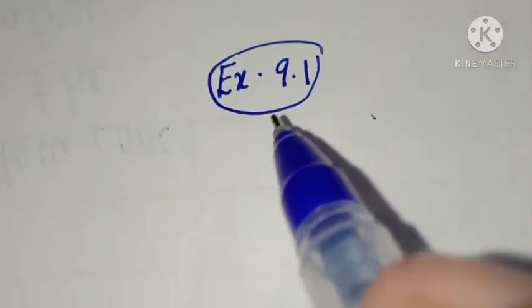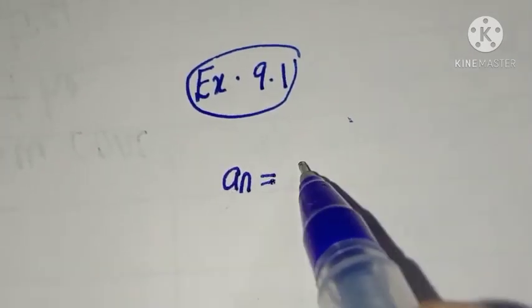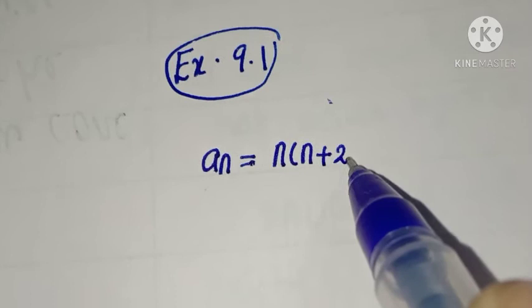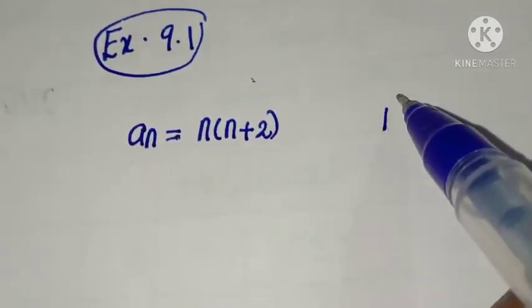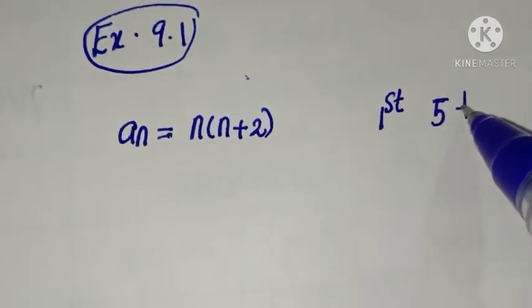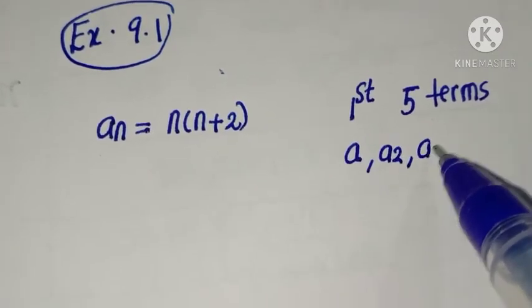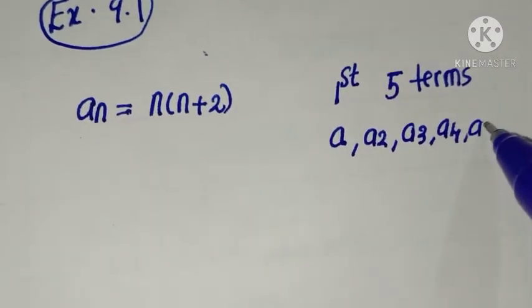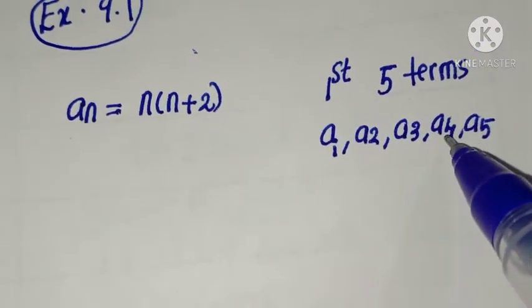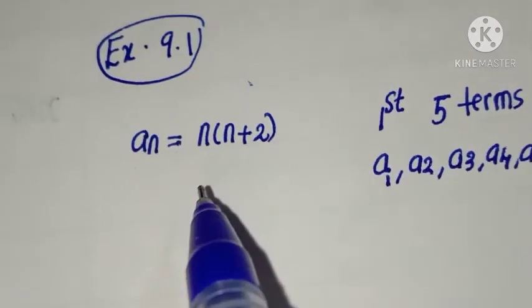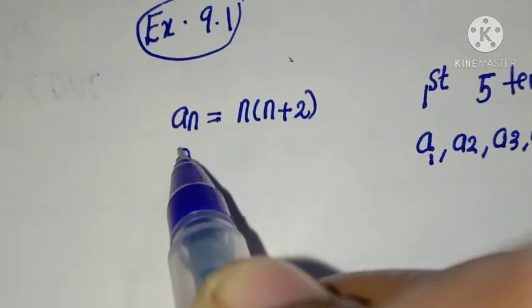Exercise 9.1. See question number 1. We have an given. An means nth term, n into n plus 2 is given. Our question is find the first 5 terms. So what are the first 5 terms? First term, second term, third term, fourth term, fifth term. A or A1, and so on. These terms we need to find. For this an is given. First we need to find a1.